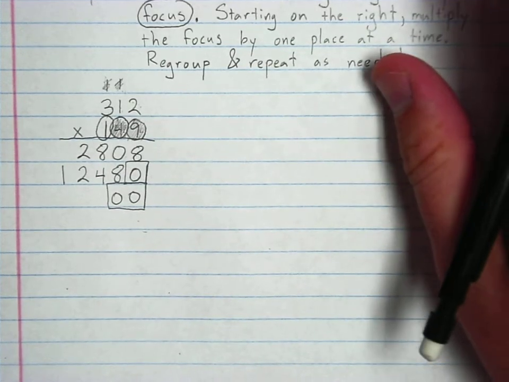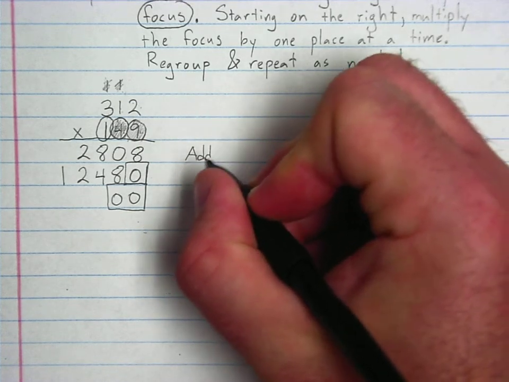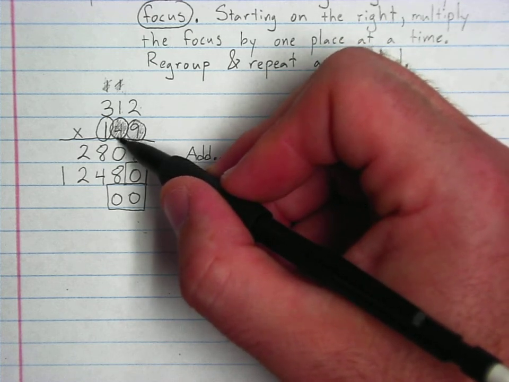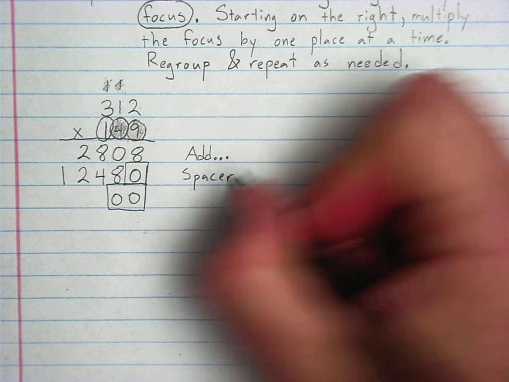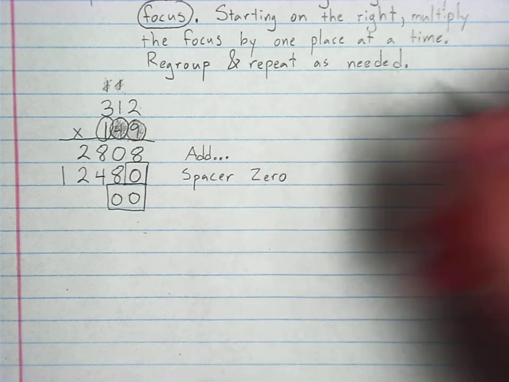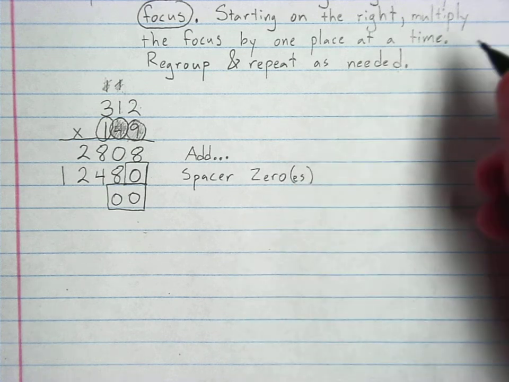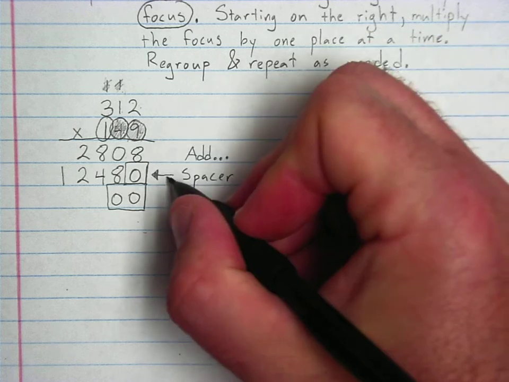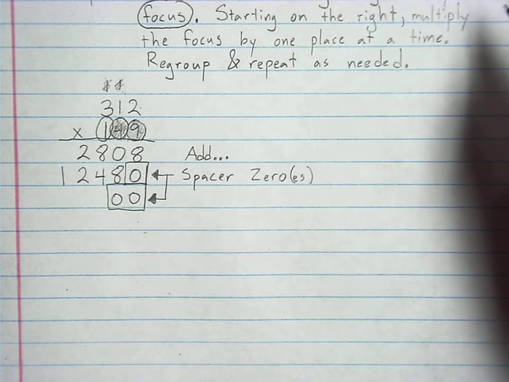Thankfully, this is all we're doing right now. But again, please remember, when you go to another focus, when you go to another column, add spacer zero or zeros. Okay. There's 1 right there. And there's 2 more for that line.